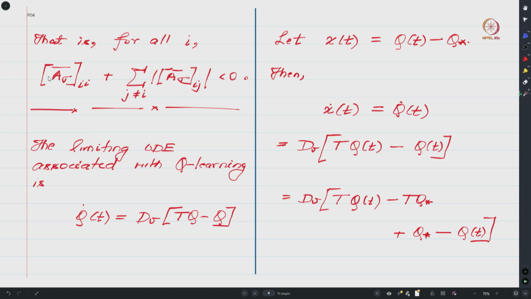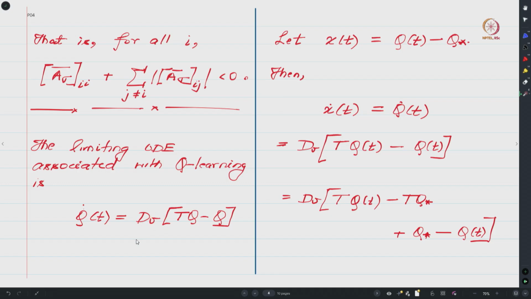So now we are going to make use of this result to say something about the limiting behavior of the solution trajectories of the limiting ODE that is associated with your Q learning algorithm. Recall that the limiting ODE associated with your Q learning algorithm has the form given over here, which is Q dot of t equals D nu times TQ minus Q.